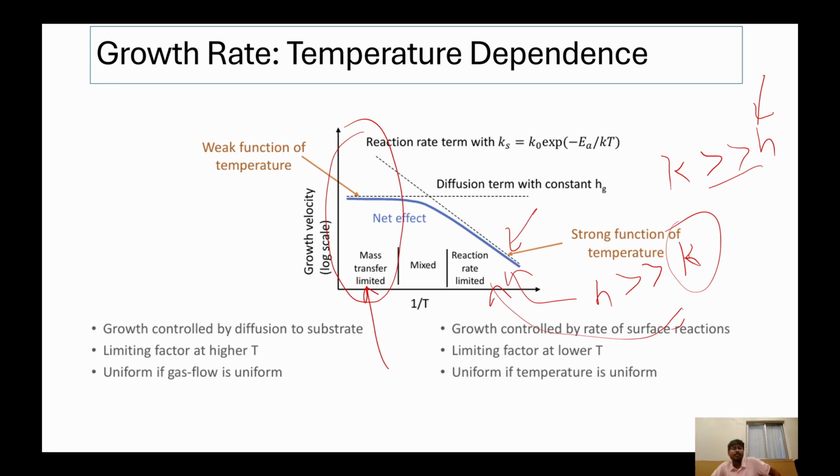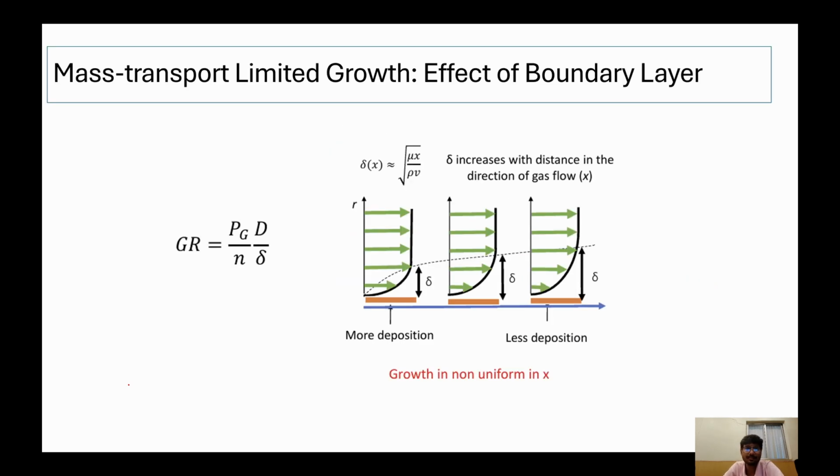So now this is the mass transfer limited growth, where growth is controlled by the diffusion to the substrate. In this case, growth is controlled by diffusion to the substrate. The limiting factor is higher T, and these are the things that you can see.